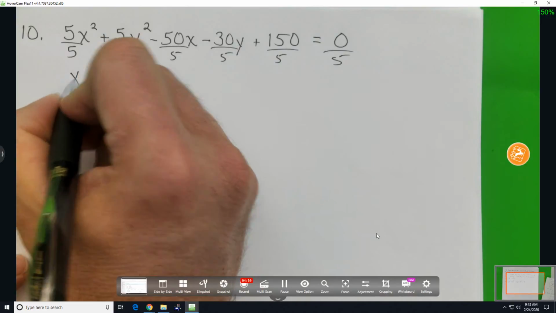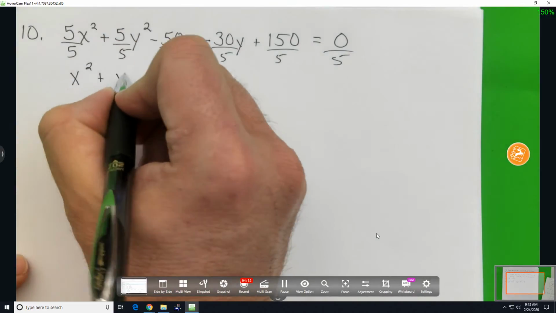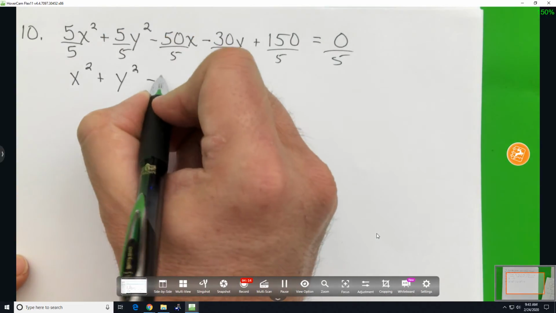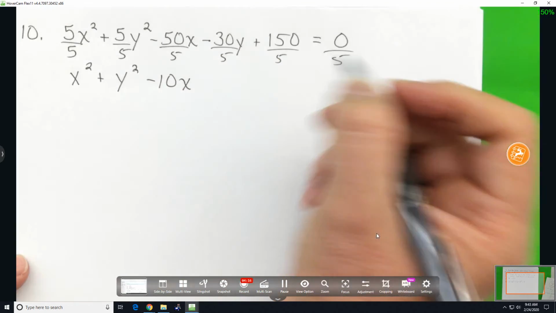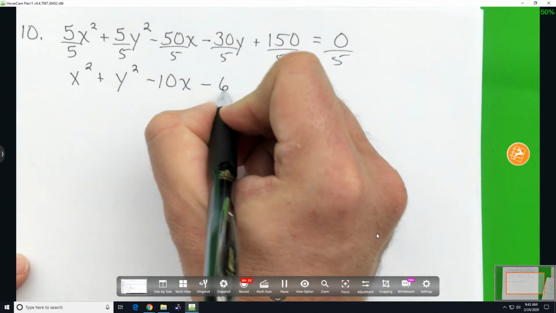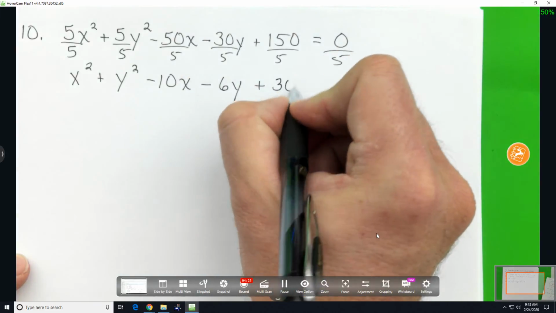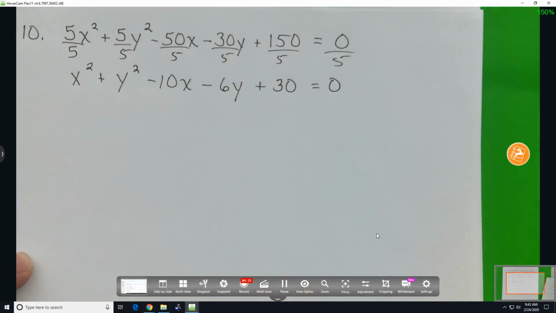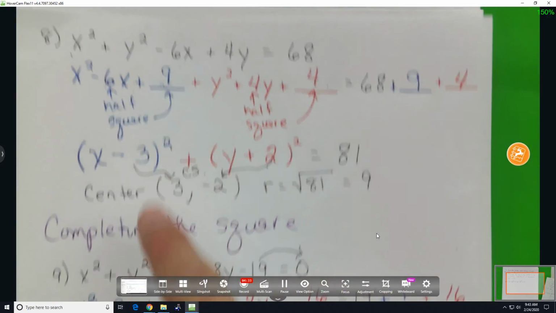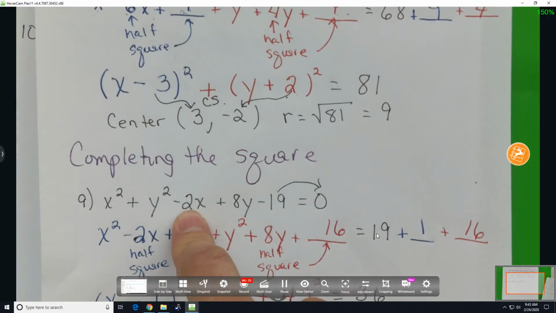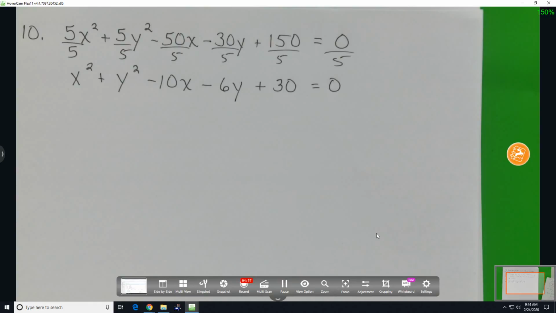So we have x squared plus y squared minus 10x minus 6y plus 30 equals 0. Have we made it look like 8 and 9? Yeah. So do exactly what we were doing there. Complete the square. We'll group the stuff together.